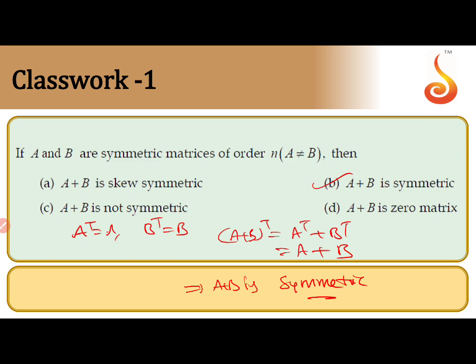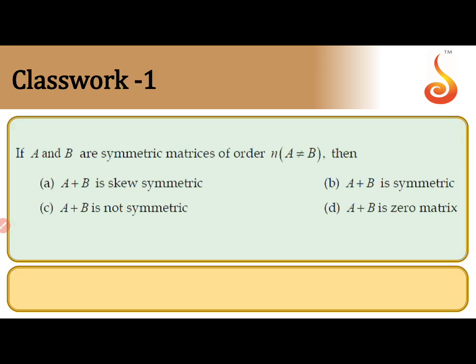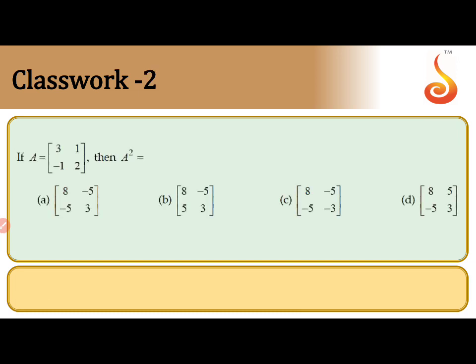Next, check the option. Option B is correct. Now this is a direct question. A square equals A into A. A is [3, 1; minus 1, 2]. So multiply [3, 1; minus 1, 2] by [3, 1; minus 1, 2].